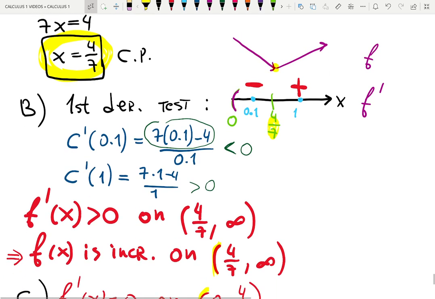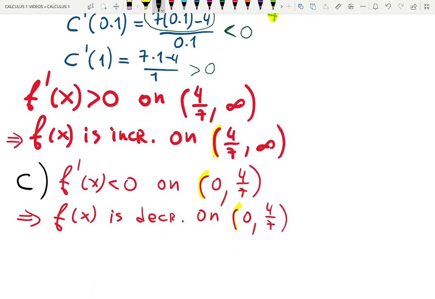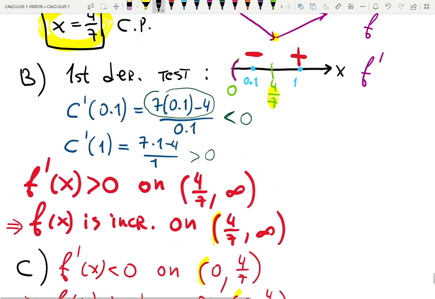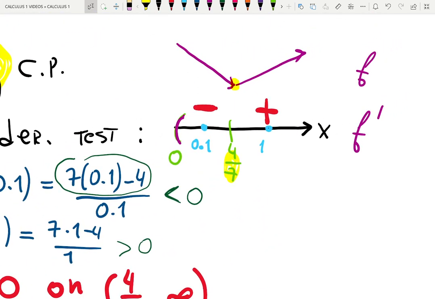Now, D and E are asking about local min and max. D says, can you find, please, local maximum? And then E is asking about local minimum. And all of this is coming from the same sign line. That's why I like it so much. So I can see that since the original function was decreasing and then increasing, then at 4/7 we can observe a local minimum. And there's no local maximum.